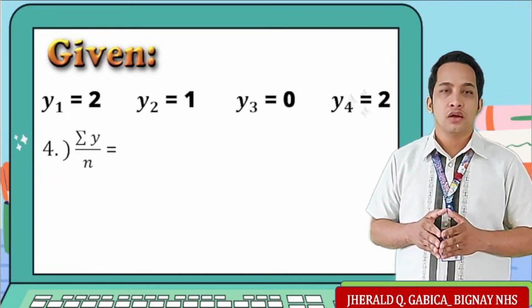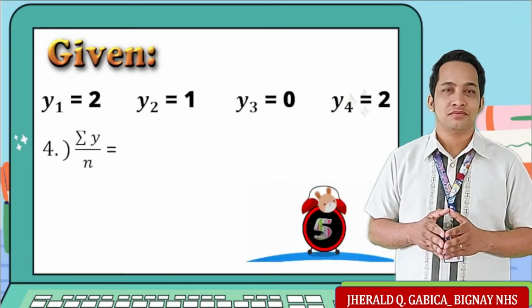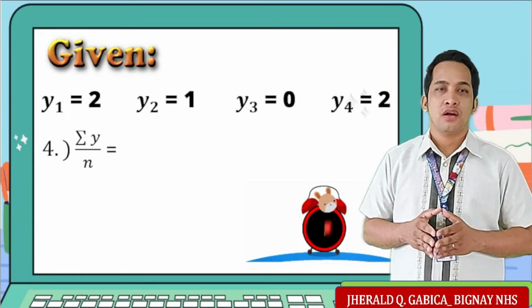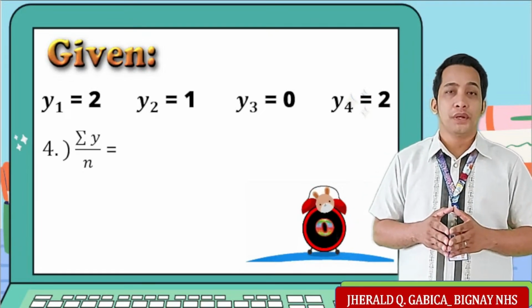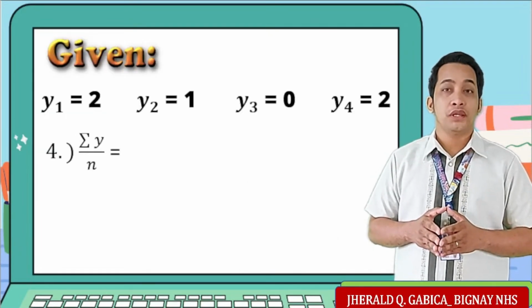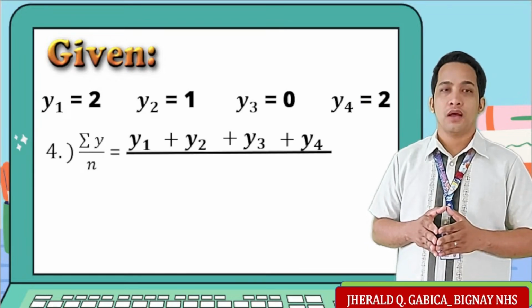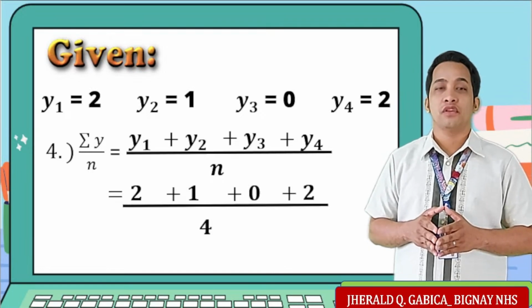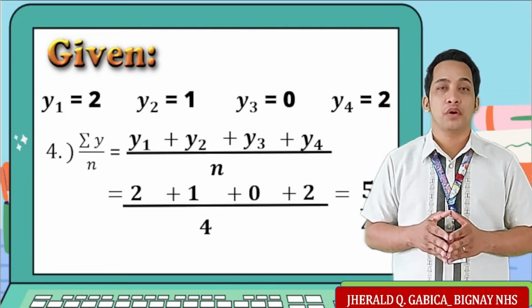5 seconds. Go. 5, 4, 3, 2, 1. Our solution would be 2 plus 1 plus 0 plus 2 is equal to 5. Divided by the number of item values, which is 4. So 5 divided by 4 is equal to 1.25.